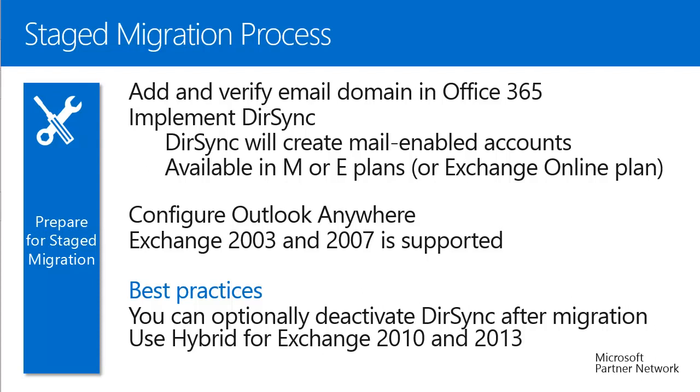Again, we are using Outlook Anywhere or RPC over HTTPS, so you must configure this protocol on your on-premise Exchange server. Please note that here only Exchange Server 2003 and 2007 is supported. For Exchange Server 2010 and 2013, you must implement the hybrid scenario if you want to move your users in groups.